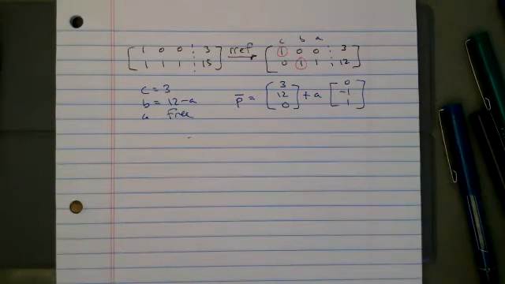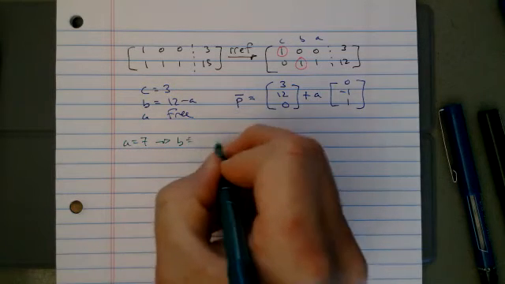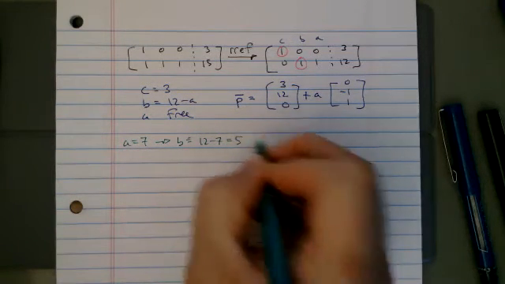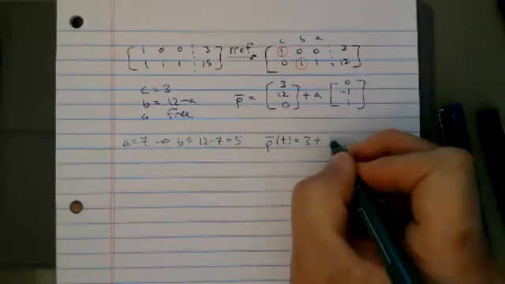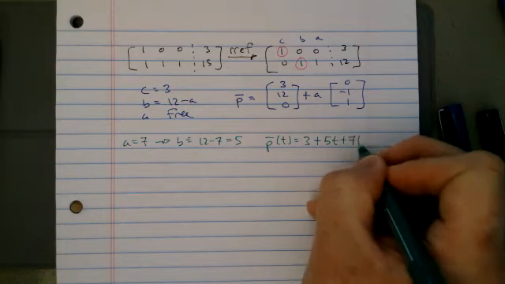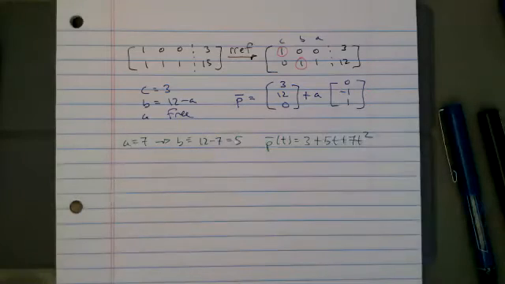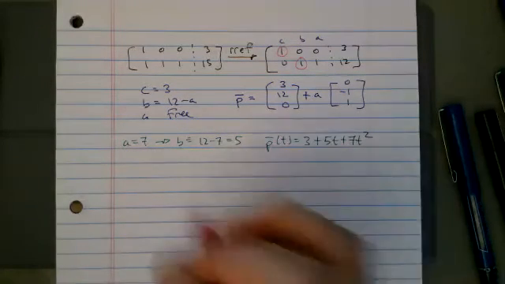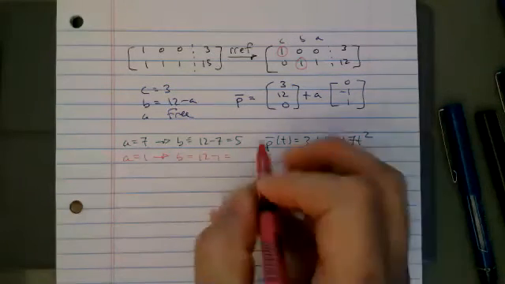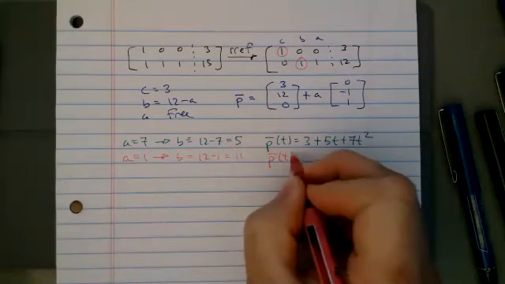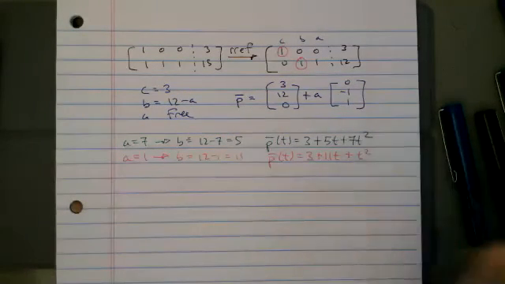So if A equals 7, then B is equal to 12 minus 7, or 5, and P of t is 3 plus 5t plus 7t squared. We plug in 0, we get 3. We plug in 1, and we get 15. So that works. If we pick a different value of A, say A is equal to 1, then B is equal to 12 minus 1, or 11. Then the polynomial P of t should be 3 plus 11t plus t squared.